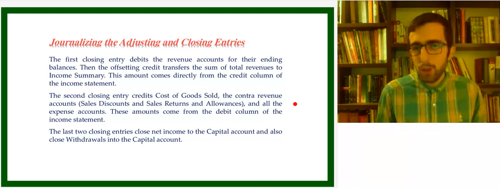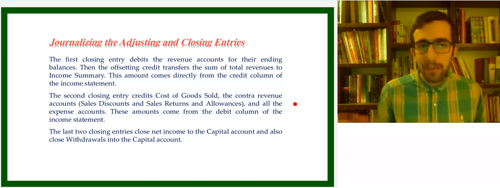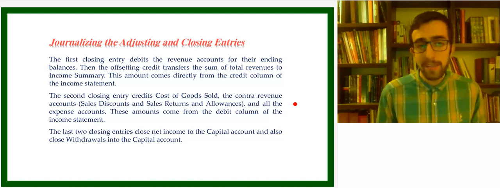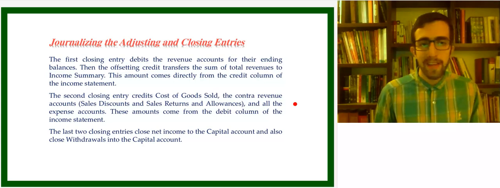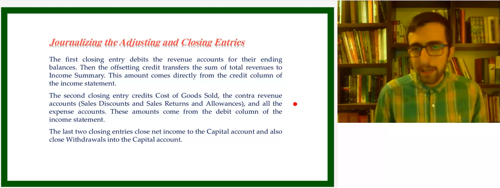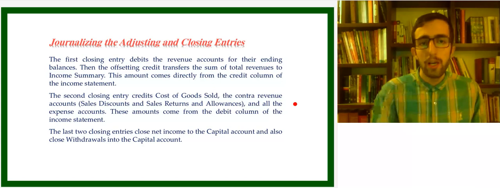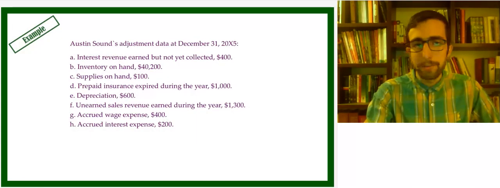The second closing entry credits cost of goods sold, the contra revenue accounts, meaning sales discounts and sales returns and allowances, and all the expense accounts. These amounts come from the debit column of the income statement. And the last two closing entries close net income to the capital account, and also close withdrawals into the capital account.